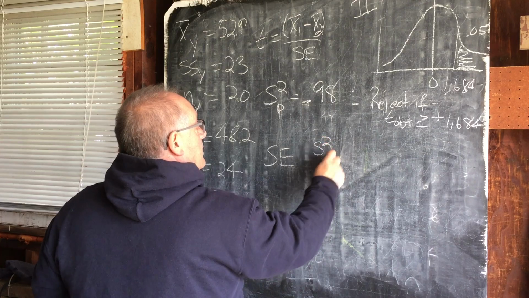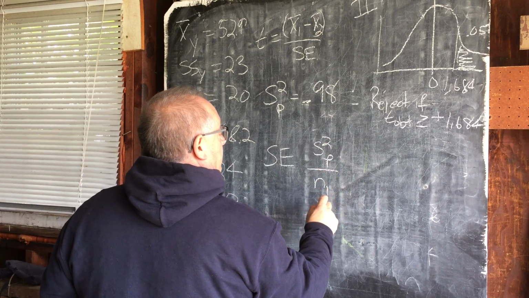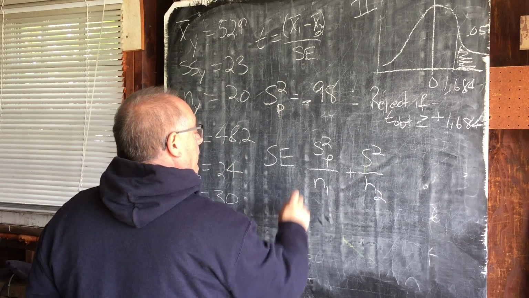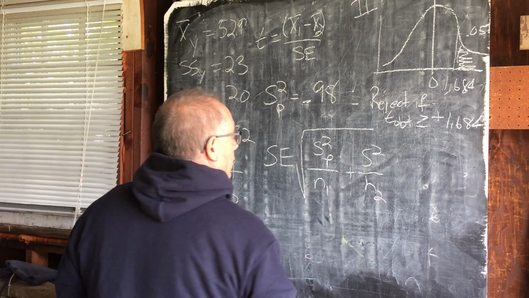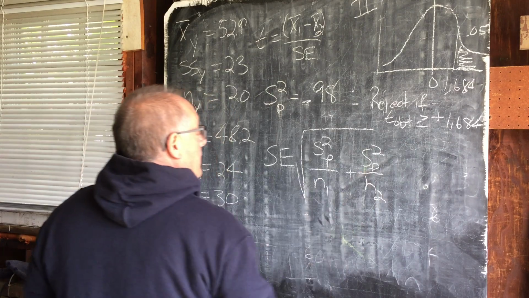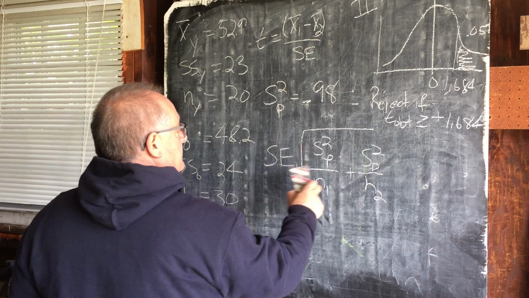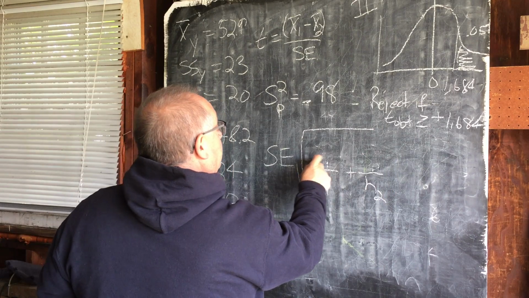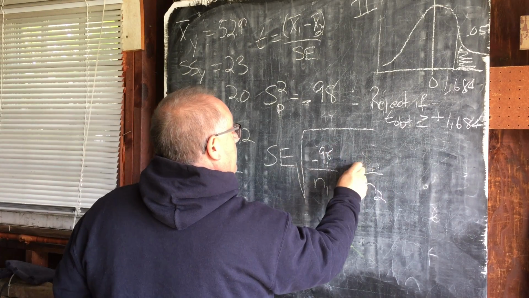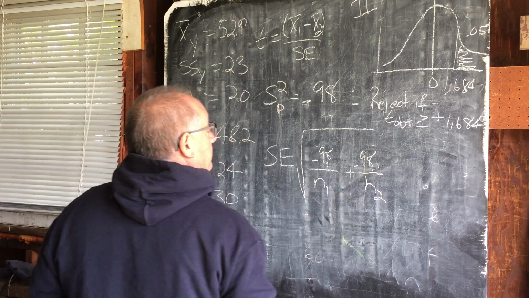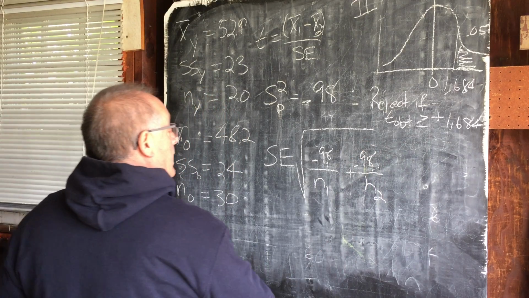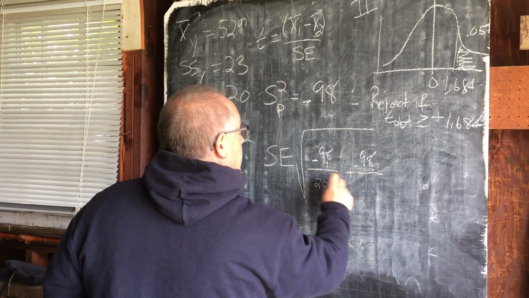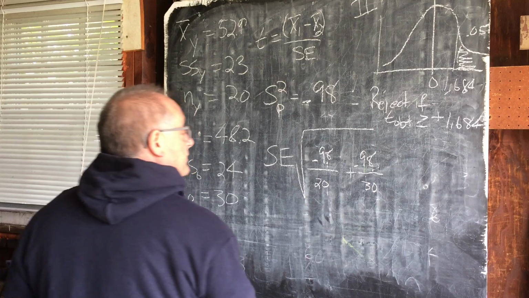I want to keep track of that because to find the standard error, I need the pooled variance. Pooled variance over n for the first plus the pooled variance over n for the second sample, and I take the square root of the whole thing. Right? Well, the pooled variance is 0.98, and it's the same thing. It's weird. It gets used twice. That's okay. 0.98, 0.98. And then I have the n's. The n for the first sample is 20, n for the second sample is 30.